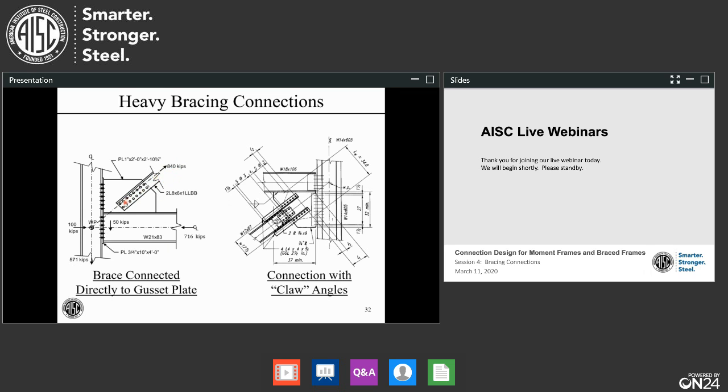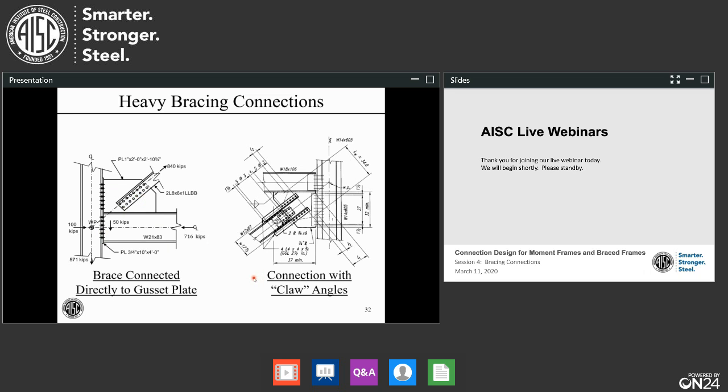This angle is connected to the gusset plate by bolts in the field. This gusset plate is connected to an end plate and the beam in the shop. And this end plate is also connected to the beam in the shop. And then, of course, this end plate bolts to the column in the field. And I guess the brace then bolts to the gusset plate in the field.